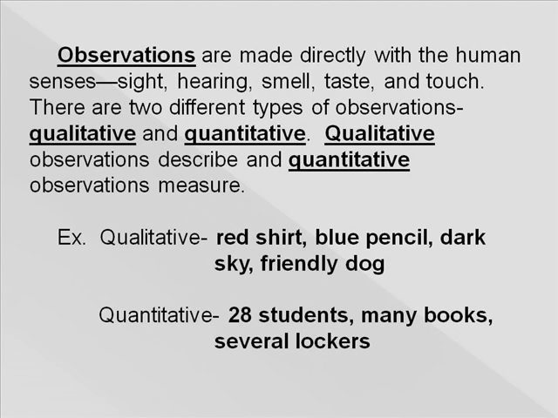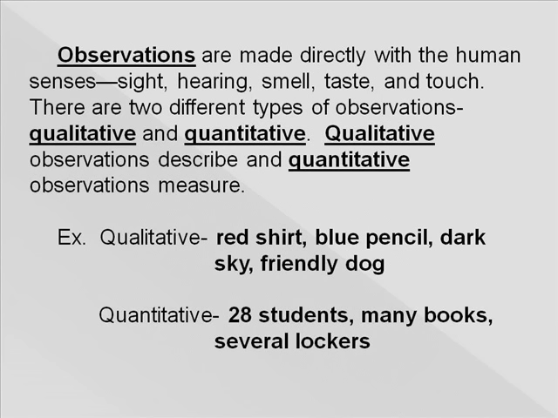We spend all day of our lives making observations. When we use our five senses, we can see stuff, smell stuff, taste stuff, hear things, and touch things. And from these, I can make observations. Now, in our science class, we're going to talk about two different types of observations. One is qualitative, the other is quantitative.